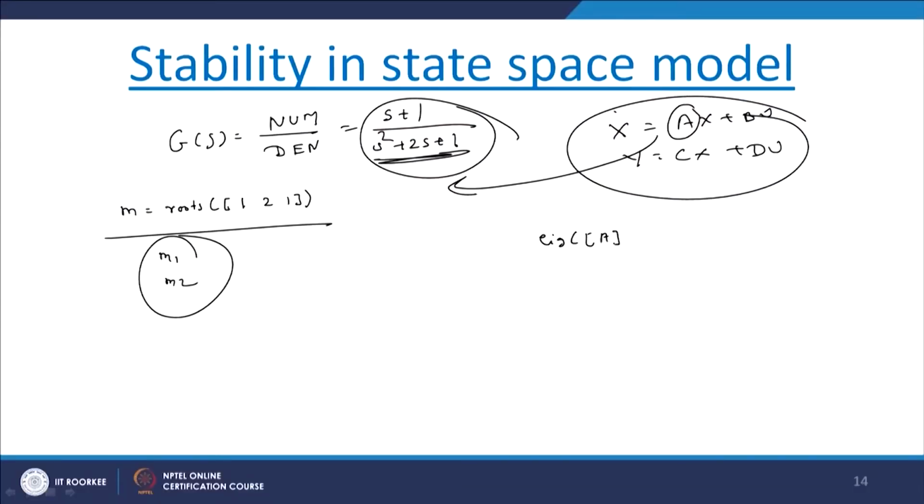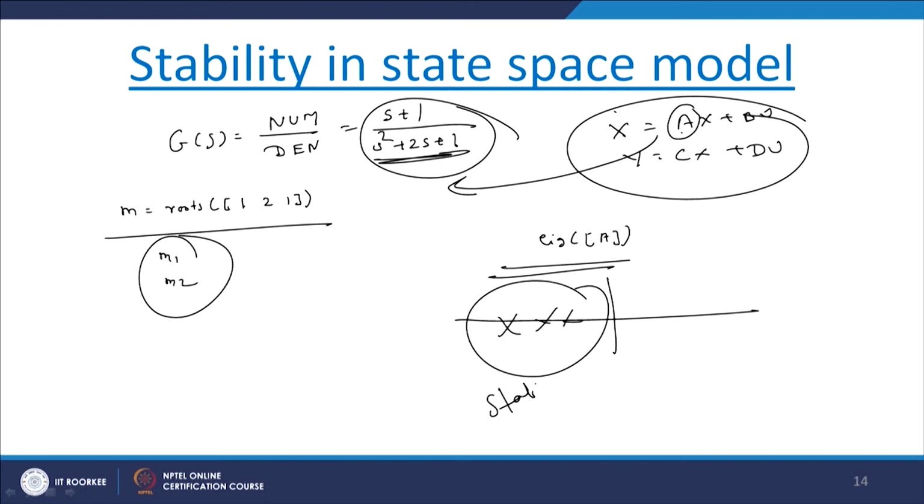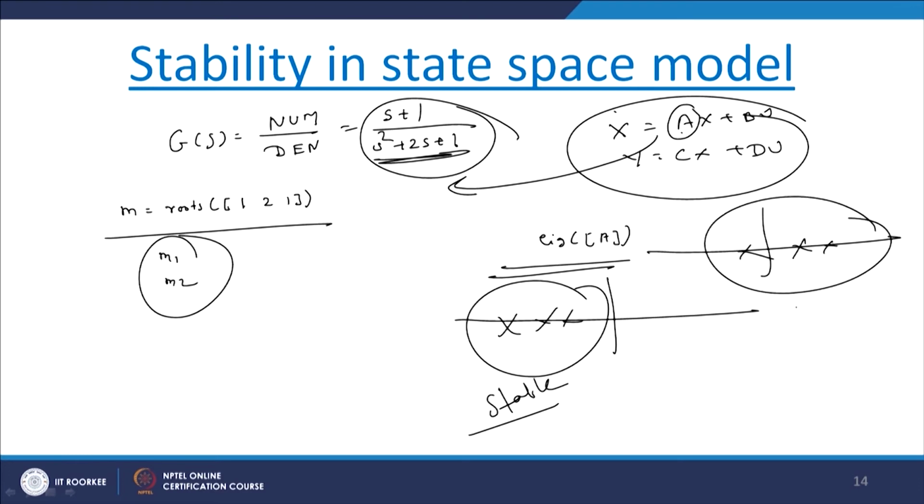eig of A, if you use this command, you will get the eigenvalues of matrix A, and if the eigenvalues of this matrix A are lying on the left hand side, then we call the system a stable system. But if you get any one of the eigenvalues on the right hand side of the S plane, the system is unstable. So stability we are getting by means of a simple eig command, whereas in the transfer function approach we can use the command roots to get the stability of the system.